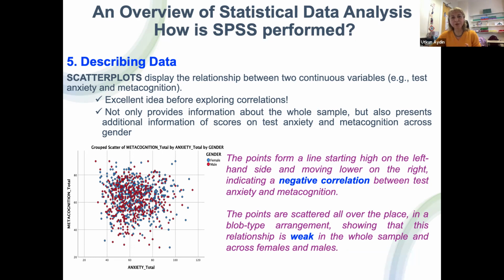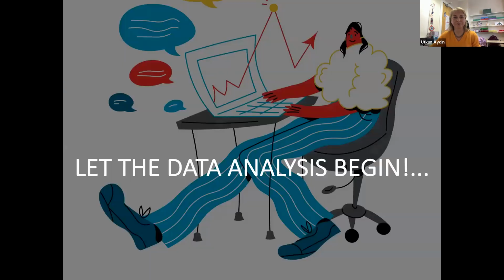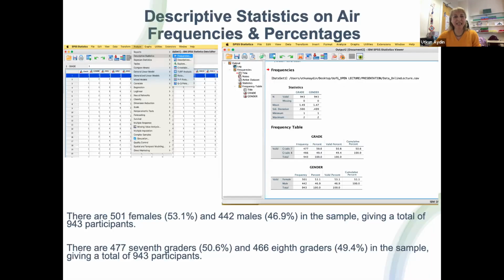Here, I would like to note that graphs are not enough. Whether or not relationships and differences reach a statistical significance can be determined only by running inferential statistics such as regression or ANOVA. We will talk about these in the following slides. So let the data analysis begin.